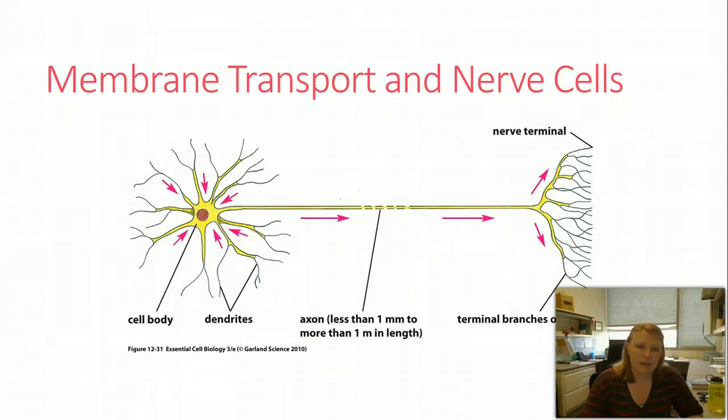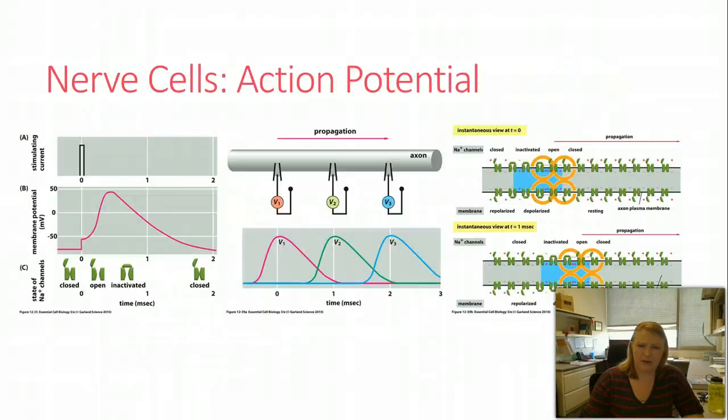They have these long spindly sections coming out called dendrites, and these are responsible for receiving signals. Then they have what's known as an axon, which is the very long arm that spreads down to the nerve terminal, which is what releases the signal to the next cell. The axon is responsible for carrying the signal away from the cell. Make sure you understand how that works, because it's going to play a role here in just a second.